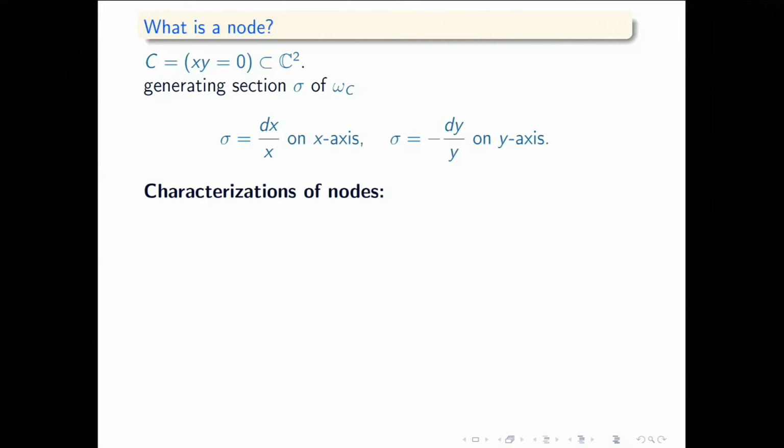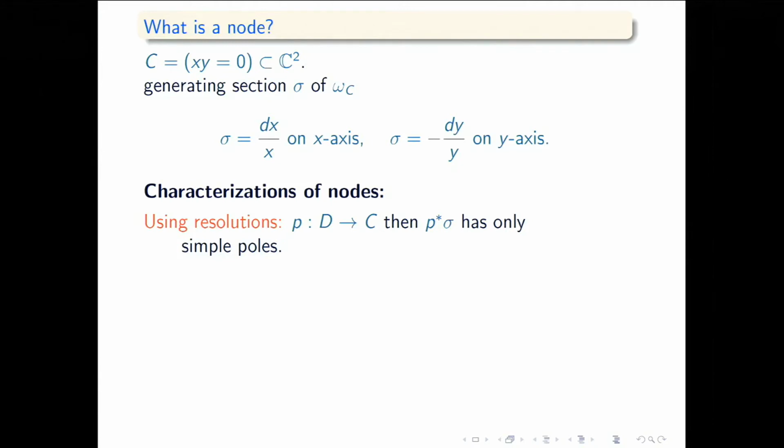Now if you just stare at this, you can end up with two characterizations of nodes. One is using resolutions. Of course, a node is easy to resolve: you just take these two lines and move them apart.